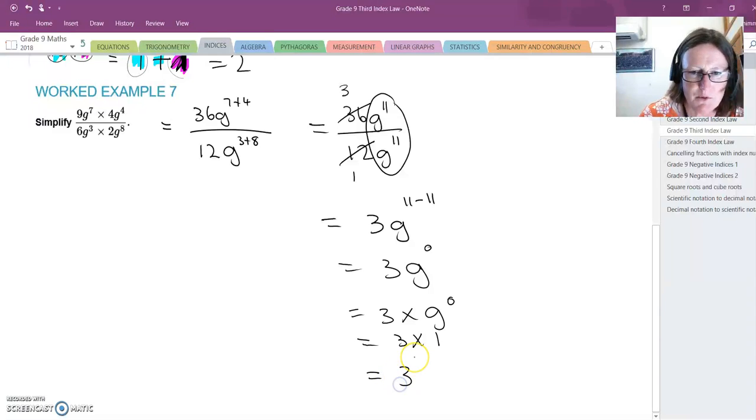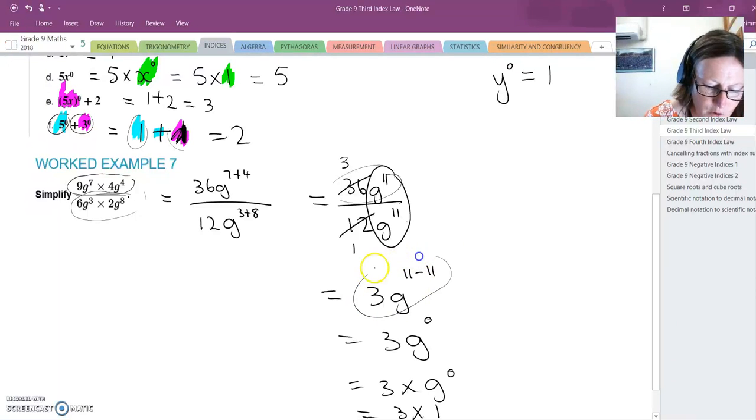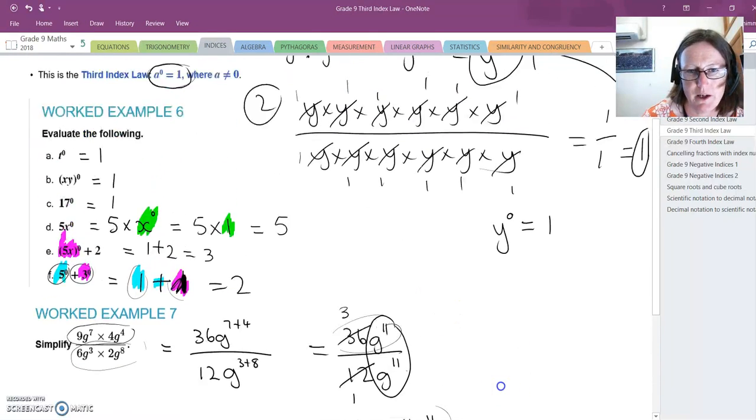So this worked example combines our three index laws. We use index law 1 to get 36g to the 11. We use index law 1 to give us 12g to the 11. Then we use index law 2 to work out that that's 3g to the 11 subtract 11, which is 3g to the 0. And then our knowledge of index law 3, that anything to the power of 0 is 1, we use here to give us the final answer of 3.